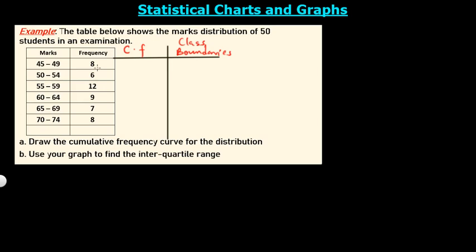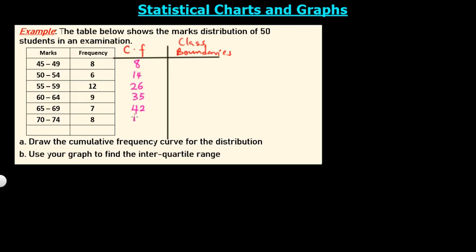So for cumulative frequency, how do we get that? This starts by saying 8 plus 6, that gives us 14. 14 plus 12, that gives us 26. 26 plus 9, that gives us 35. 35 plus 7, that gives us 42. 42 plus 8, that gives us 50.